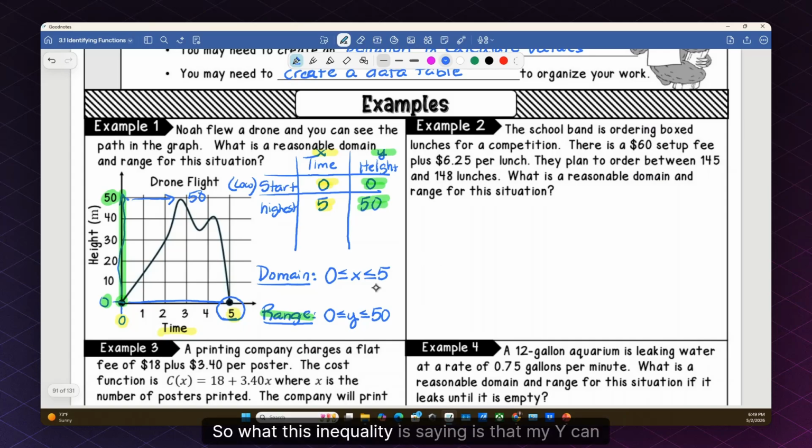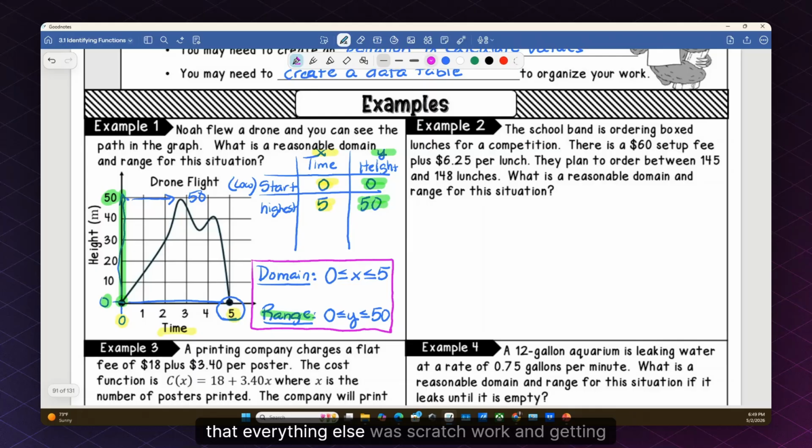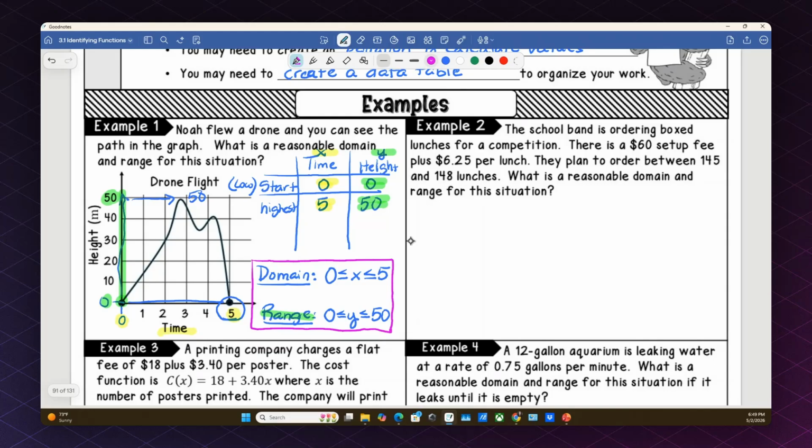So what this inequality is saying is that my y can be anywhere from 0 to 50, and those equal signs are telling me that it can equal exactly 0 and equal exactly 50, as well as all those numbers in between. Okay, so all this work here, this pink box, is my actual answer. This is what we were looking for, and everything else was scratch work and getting organized. Okay, so the pink box is my answer. Let's look at this next one.